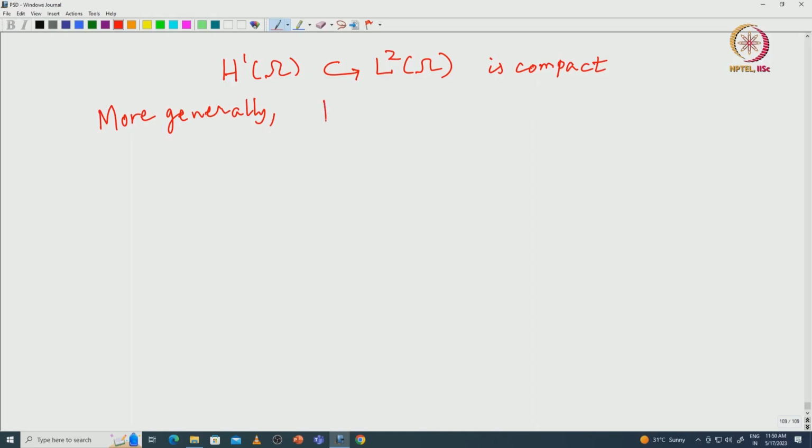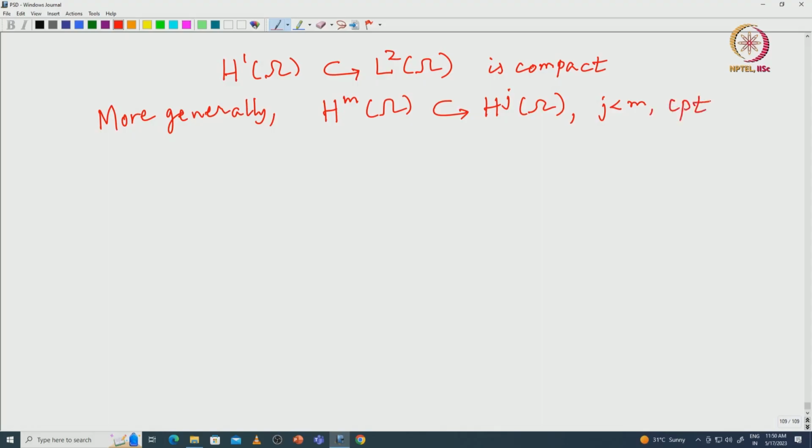So, if we have Hm(Ω), obviously this is embedded in Hj(Ω), so you require a smaller number of derivatives. And with suitable assumptions on the smoothness of the boundary, because we are now taking higher order weak derivatives here, this is also compact.